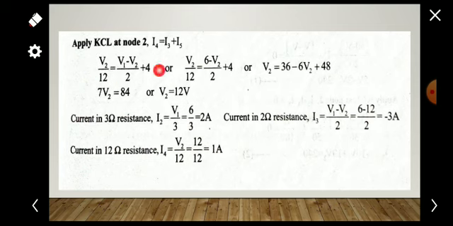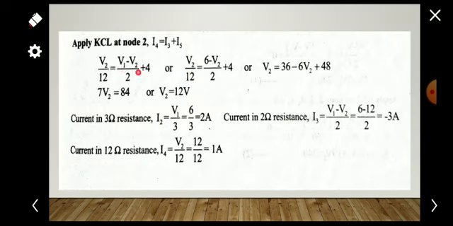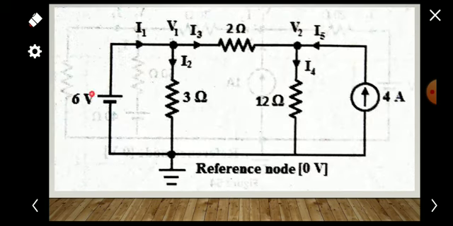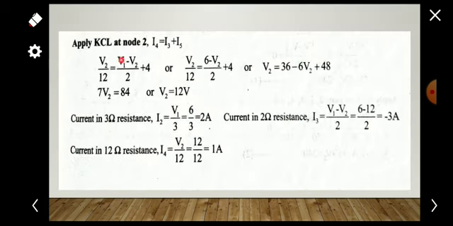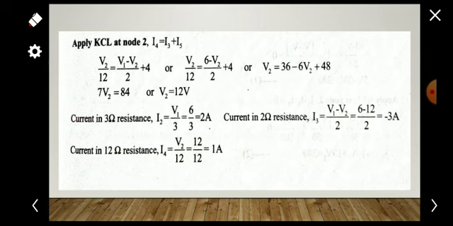Then I3 is flowing from V1 to V2, higher minus lower, so I3 is V1 minus V2 divided by 2. We know V1 is 6, so we substitute that here. I5 is already given as 4 ampere, so we substitute the value of I5 as 4.